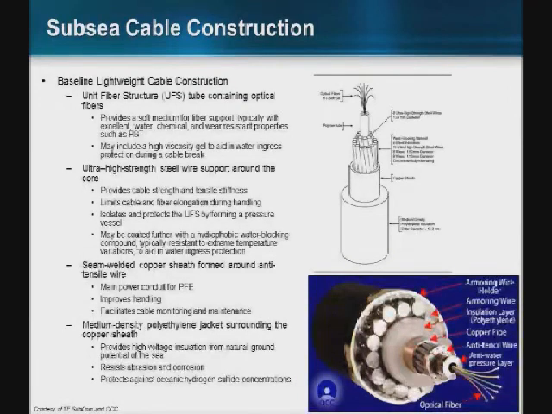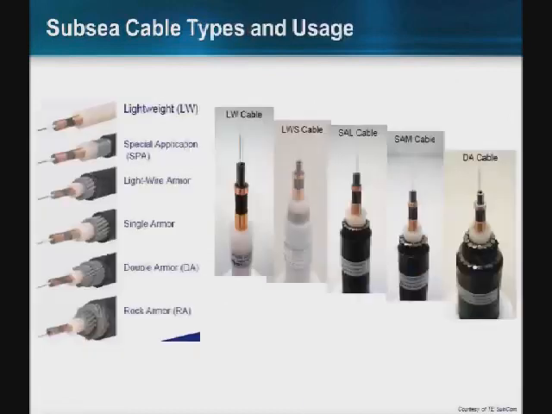Surrounding that, you typically have a seam-welded copper sheath. This pretty much provides a main power conduit for the PFE, which powers the repeaters. And then surrounding that, you have a polyethylene jacket, which acts as an insulator to protect the main power conduit from the natural ground potential of the sea. That's the baseline lightweight cable construction, which is typically used in deep sea applications. As you come into shallower waters, for additional protection and adverse seabed conditions, rocky conditions, you have additional armoring and protection.